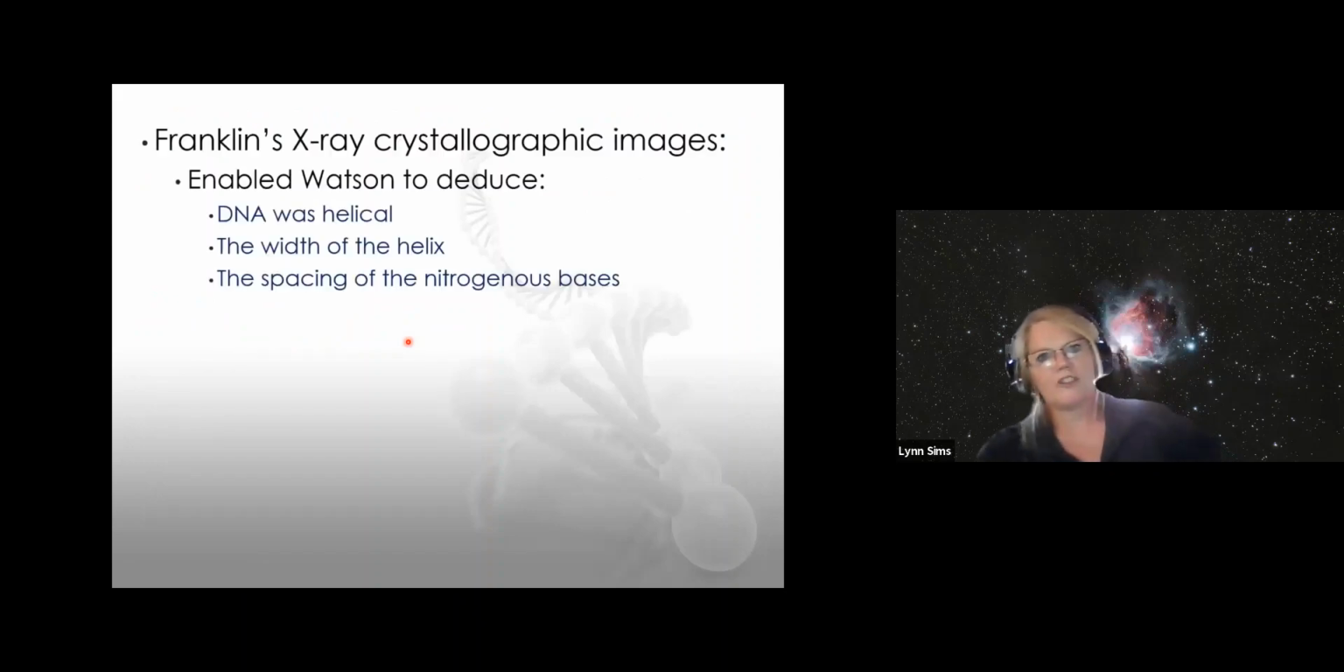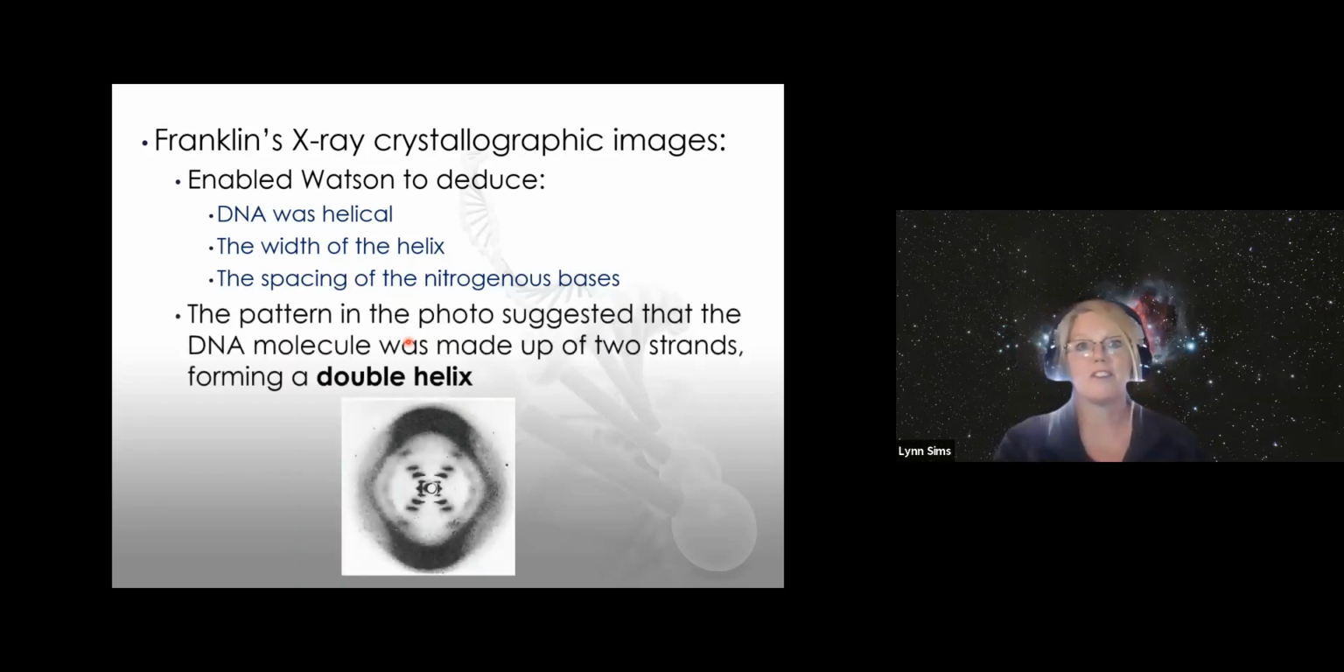So they adjusted their model. And of course, this is based on the image from Rosalind Franklin, right? From these images, Watson and Crick were able to determine that the DNA is going to be in a helical format. They were able to determine the width of the helix and the spacing of the nitrogenous bases, right? So the spacing between each other in the same chain, and also the spacing between the separate chains, the hydrogen bonding spacing. So they were actually able to determine the structure of DNA from this X-ray data.